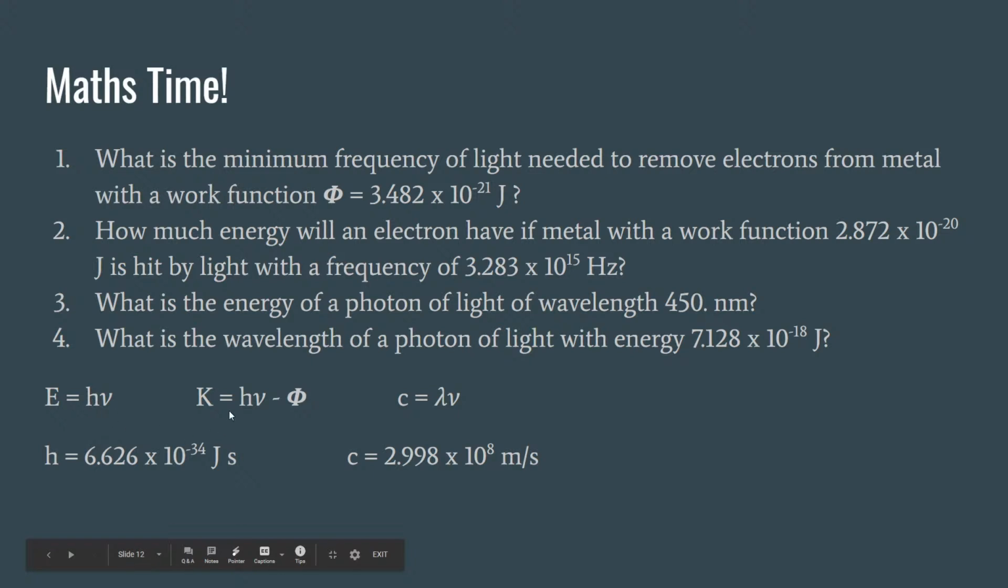E equals h nu, K equals h nu minus phi, c equals lambda nu. You don't have to memorize these two constants. They will very likely give you those on the test. The one I feel they probably won't give you on the test is Avogadro's number from chapter 1. So be aware of that.